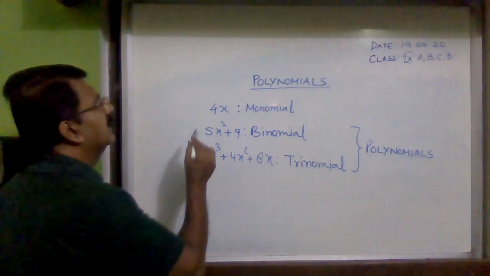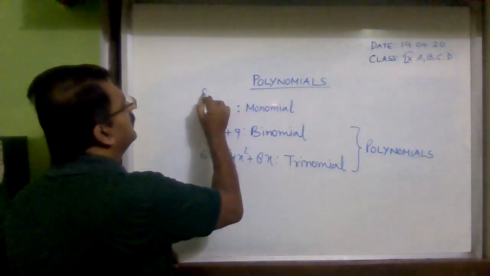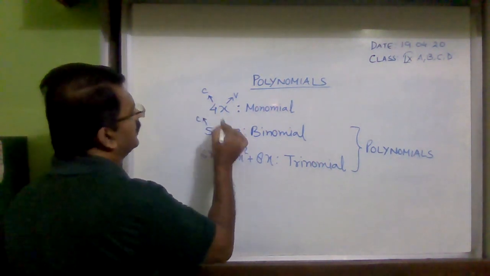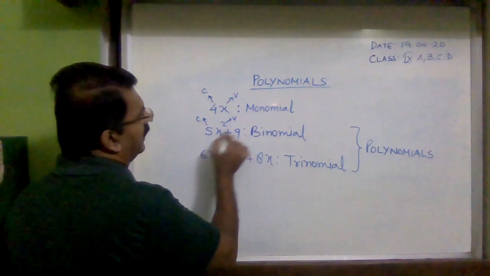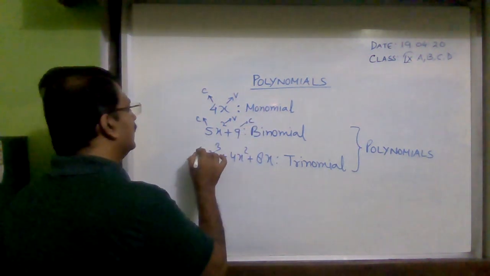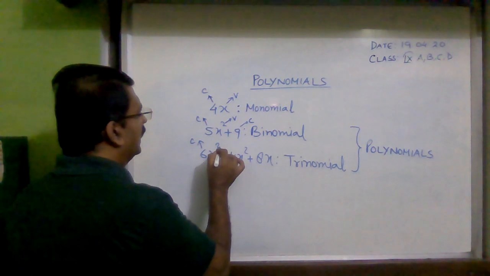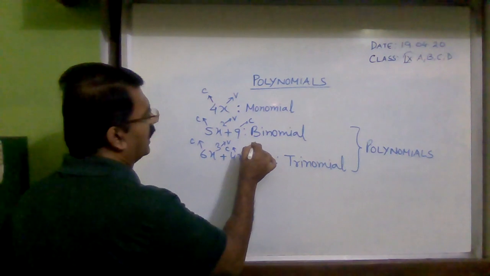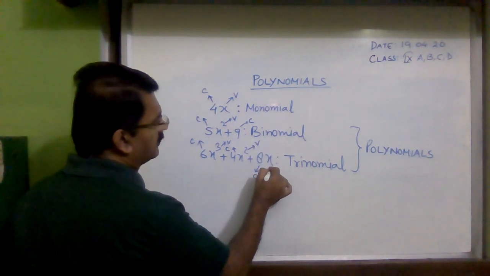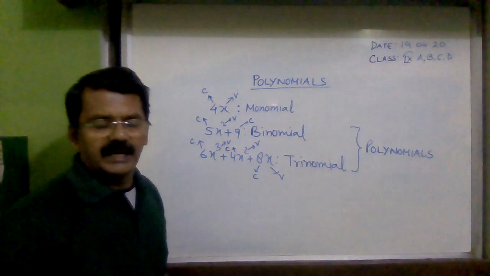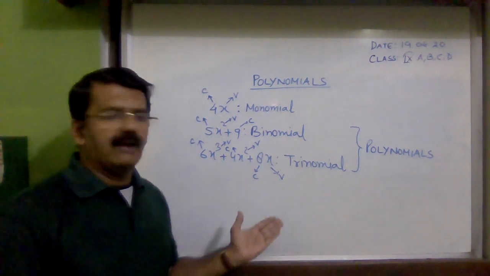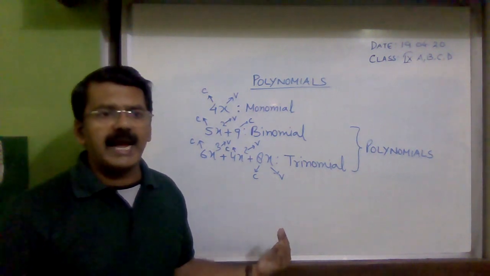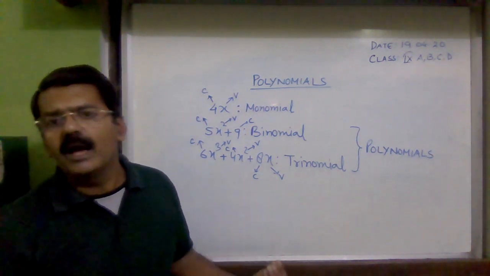Now in the terms of any polynomial, we have a constant part and a variable part. Like here, this 4 is the constant part and this x is the variable part. Here, the 5 is the constant part, x square is the variable part, and 9 is the constant part. Here 6 is the constant part, x cube is the variable part, 4 is the constant part, x square is the variable part, 8 is the constant part and x is the variable part. In any expression we have a constant part and a variable part. It may have only the constant part or it may have only the variable part.